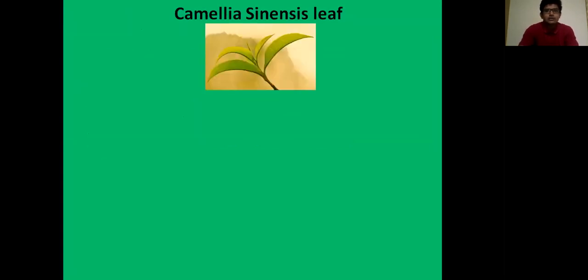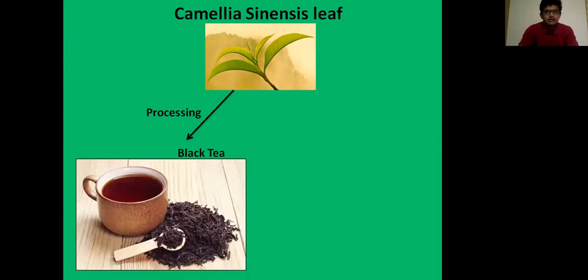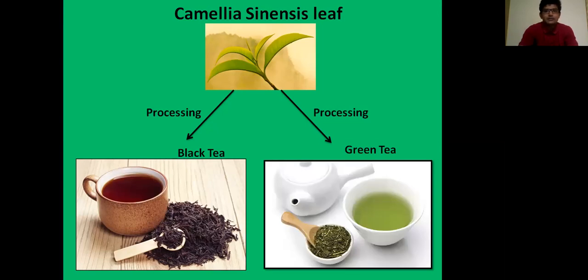So here we'll see how the tea powder is processed and how it is converted into two different types. These are the Camellia sinensis leaves from which tea powder is prepared. When they undergo processing by different steps, they form black tea, and the same Camellia sinensis leaf, if there is a slight change in processing, gives green tea. So these two main types of tea, black tea and green tea, are prepared from the same Camellia sinensis leaf by using slightly different processes. We'll see one by one the detailed process of preparation of black tea and green tea powder.